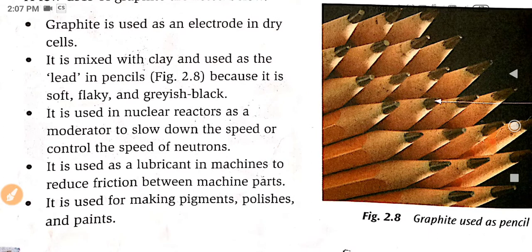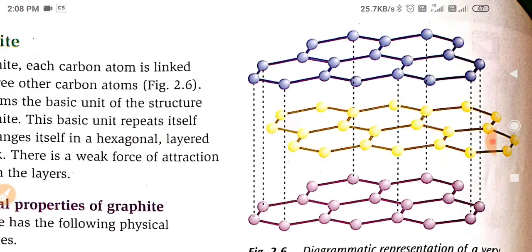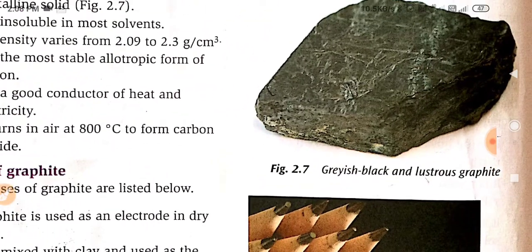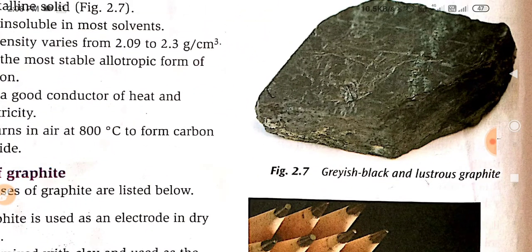It is used as a lubricant in machines to reduce friction between machine parts. It is used in nuclear reactors also as a moderator to slow down or control the speed of neutrons. It is used for making pigments, polishes, and paints also. So this is grayish, lustrous graphite.